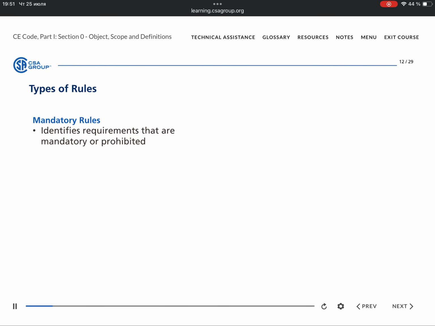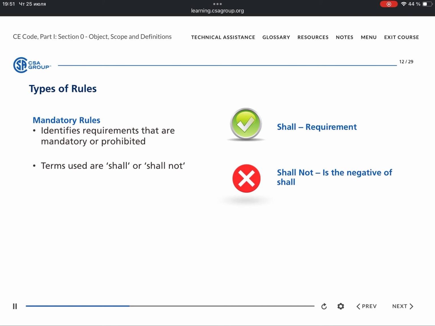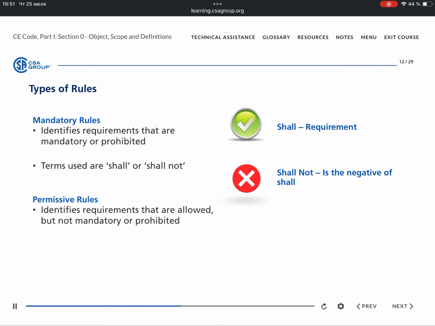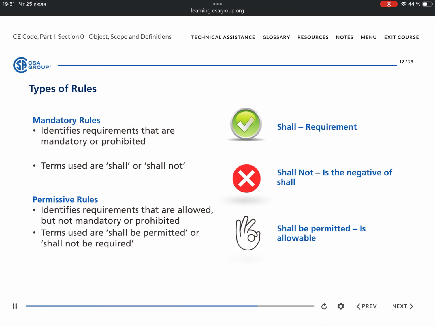Mandatory rules identify requirements that are mandatory or prohibited. When the terms shall or shall not are used, this indicates that the rule is mandatory. Permissive rules are requirements that are allowed but not mandatory or prohibited. The terms shall be permitted or shall not be required are used to indicate a rule is permissive.